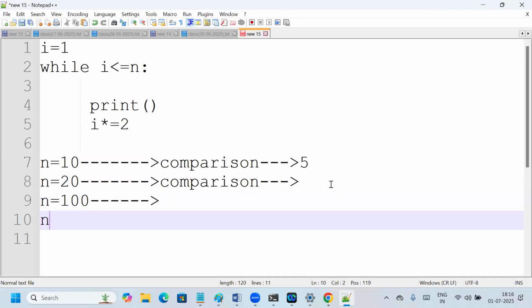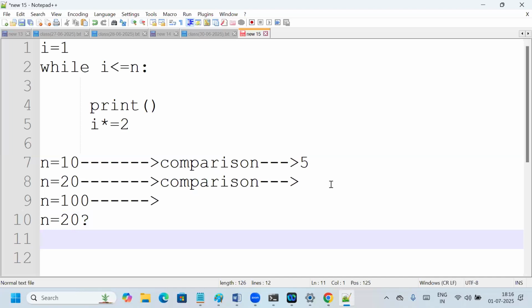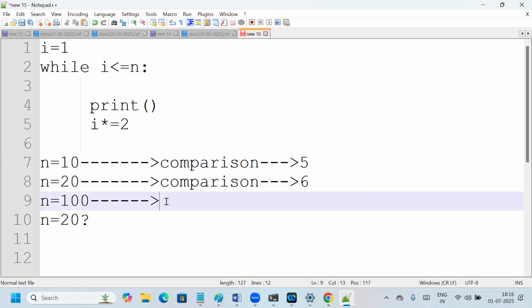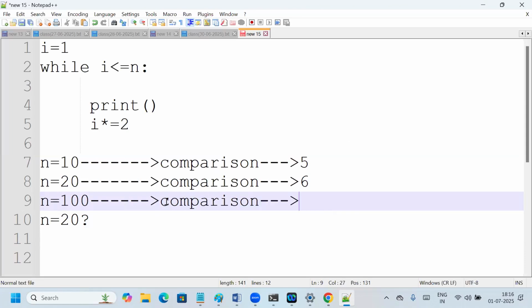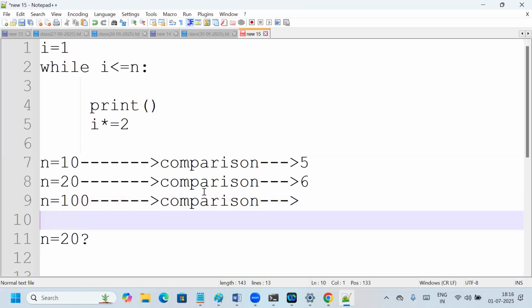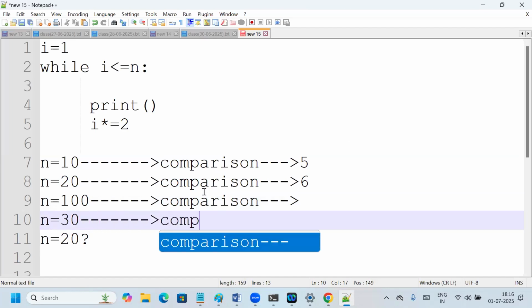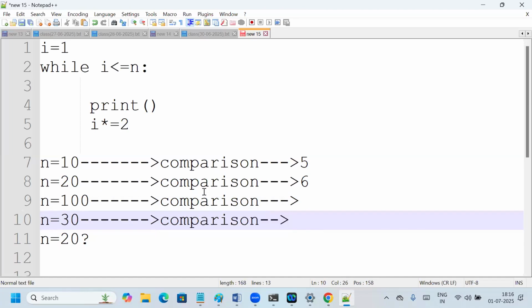N value is 20, guys. Okay. Check it. How many comparison? 6 comparison? Yes or no? 10 कहाँ से आए फिर? If n value is 100, how many comparison? 200. N value is 100. How many comparison, guys? Okay, fine. Simple कर देता हूँ. N value is 30. How many comparison? 7, 8. कितना था?